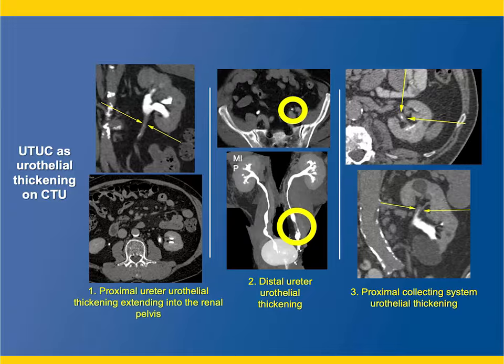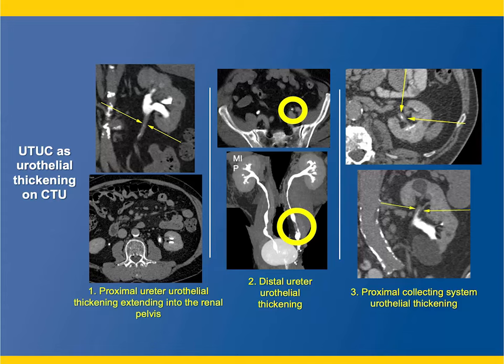And here's some examples, and I'm going to show you not quite 24 cases, but pretty close. Here's a nice example showing you the proximal ureter thickening. You can see it on the axial, you see it on the coronal. That's not under distension, that's infiltration.